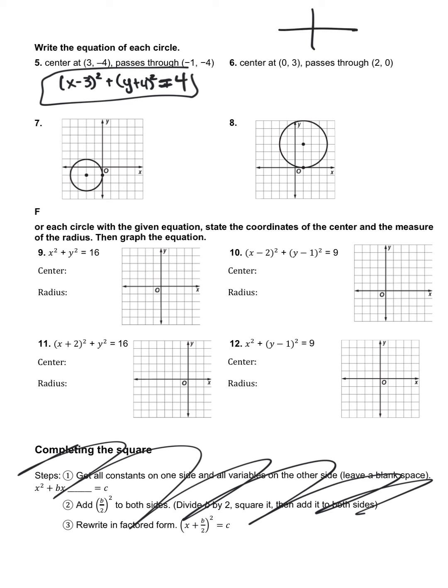We have our center at 0 and 3 right here. It passes through the point 2 and 0. That's a point it passes through. We know that we're going to have x squared plus y minus 3 squared. That would be our x minus 0 squared and our y minus 3 squared. We've got to figure out the radius. The way that we do that is we use our distance formula.